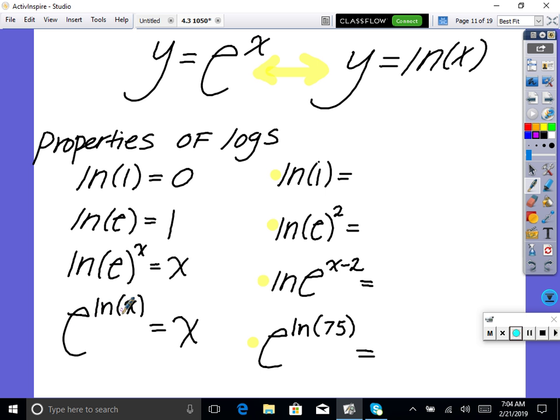So let's practice. ln of 1 is 0, right, everyone? Log of any base of 1 is 0. You're fine. ln of e squared, 2. ln of e to the x minus 2. X minus 2. e raised to the ln of 75. 75, because they're inverses undo each other.